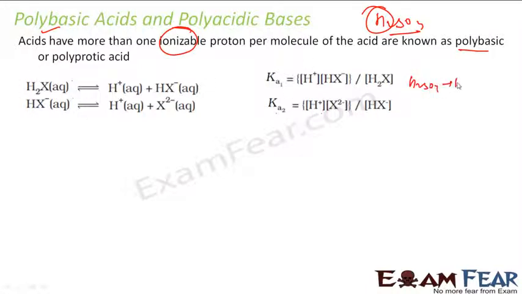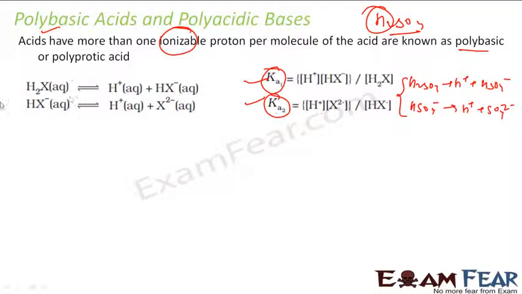will first give you H plus and HSO4 minus ion, and this HSO4 minus ion will again give H plus and SO4 2 minus ion, right? So in both cases K will be different. First will be K1 and then K2. This is a general example. H2X gives H plus and HX minus ion. The K value is H plus into HX minus by H2X. Again this HX minus will be in equilibrium with H plus and X 2 minus. So I'll get a different K for this. So I get two Ks, K1 and K2, right?